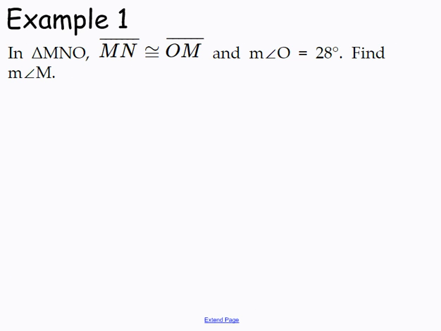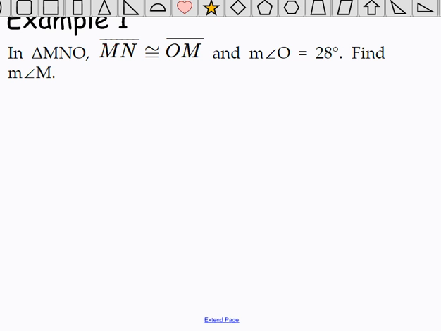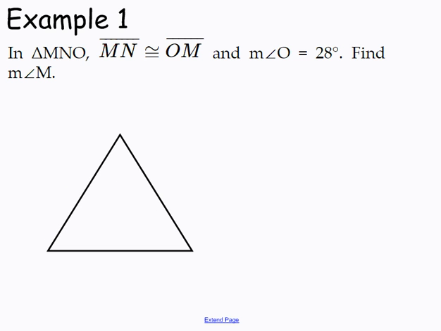All right, let's try an example. It says in triangle MNO, MN is congruent to OM, and the measure of angle O is 28 degrees. Find the measure of angle M. So we're going to begin by drawing a picture. So I'm going to draw an isosceles triangle. It's always a good idea to draw a picture if you're not given one.